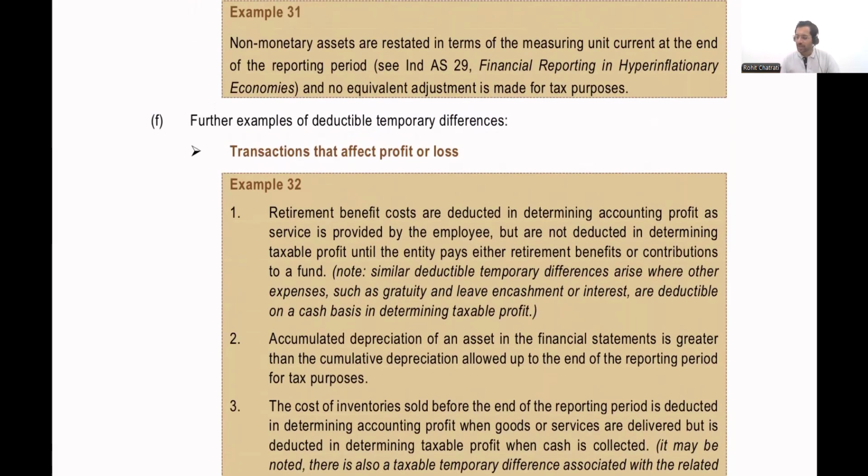Let us now take a look at examples of deductible temporary differences. All right, the previous two examples were focused towards taxable temporary differences, and here we are now focusing on deductible temporary differences. Remember, on deductible temporary differences, we are going to have a deferred tax asset. All right, deductible temporary difference means that I am going to receive a deduction in future, and therefore that's a benefit that I'm going to get in future on which I recognize a deferred tax asset.